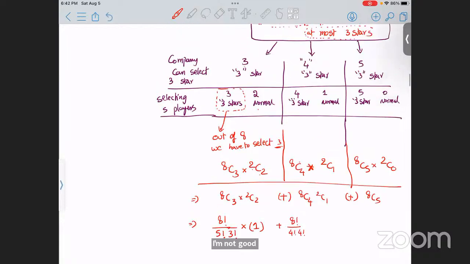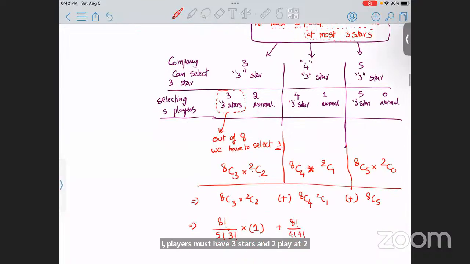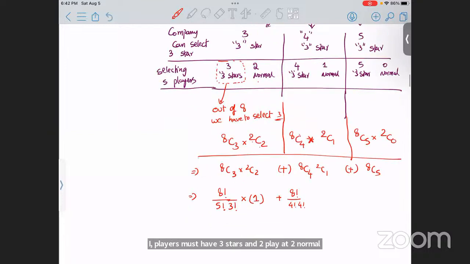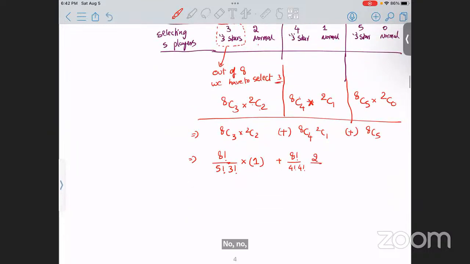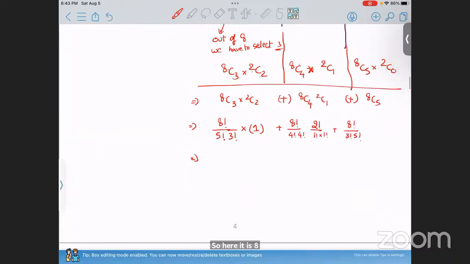And 2 normal, sir, in the first condition? 3 players must have 3 stars, and 2 normal. Yes, 2 normal: 2 factorial by 1 factorial into 1 factorial. So 8 factorial divided by 3 factorial into 5 factorial. Sir, here it is 8 factorial by 3 factorial only; we should do 5 factorial also.